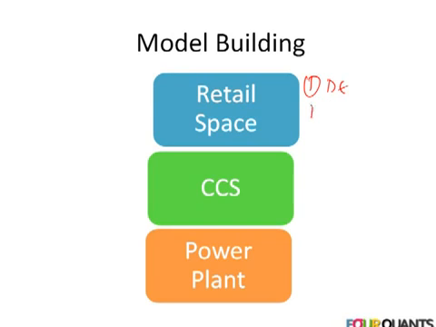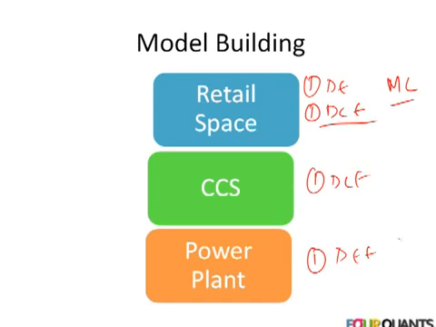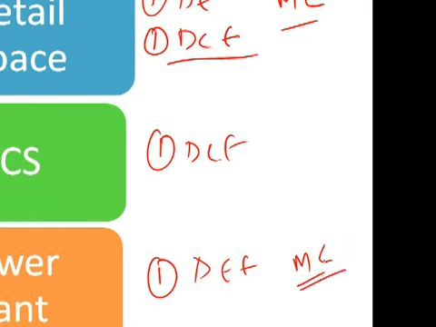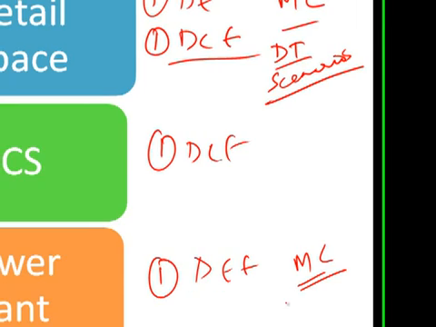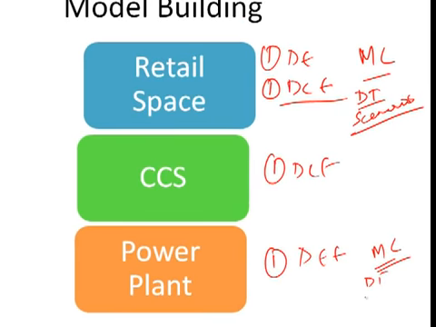So the retail space model is primarily a DCF model. The CCS model is also a DCF model, and the power plant model is also a DCF model, right? The primary difference is that in the retail space case, we will also use Monte Carlo simulation. In the power plant case, we'll also use Monte Carlo simulation. In the retail space case, we will also use data tables to analyze how different scenarios lead to different valuations. In the power plant case, again, we would also use data tables to analyze how different scenarios lead to different valuations.